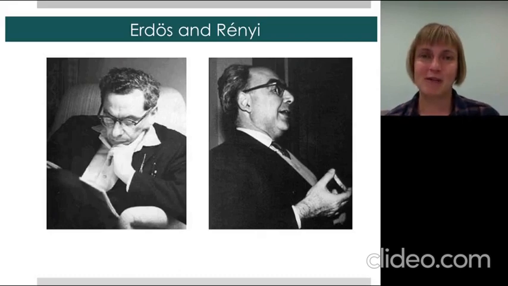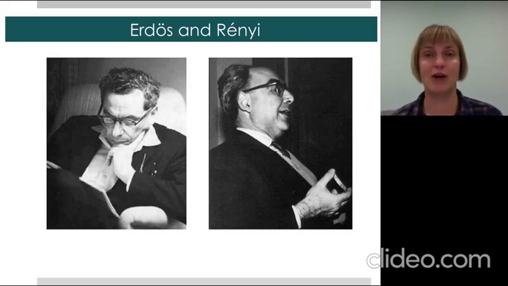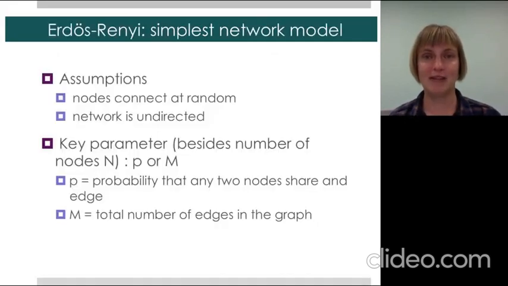Now, one of his favorite collaborators is Renyi. Renyi is credited with the quote that mathematicians are machines who turn coffee into theorems. Together, they wrote a series of papers on the properties of the random graph, which in this course and in general is called an Erdos-Renyi random graph. Now, let's look at what the assumptions of this model are.